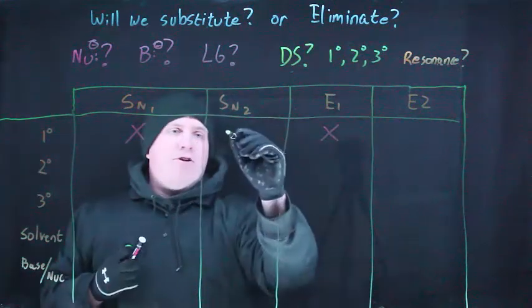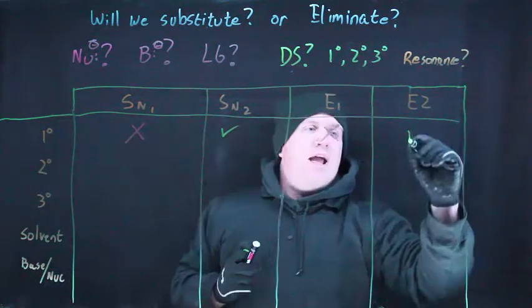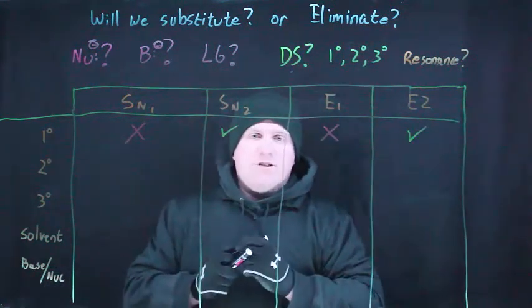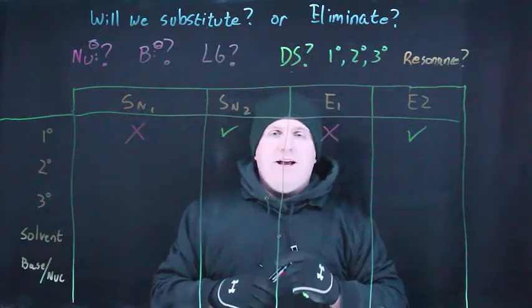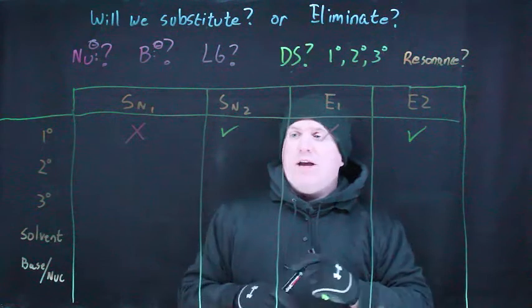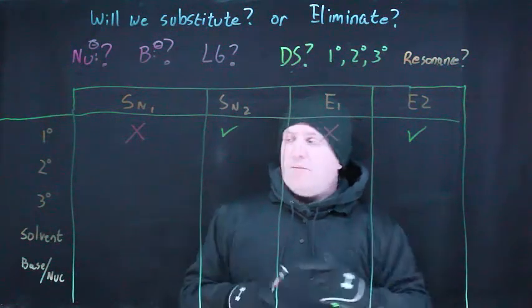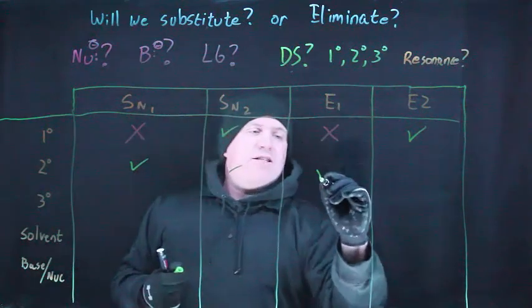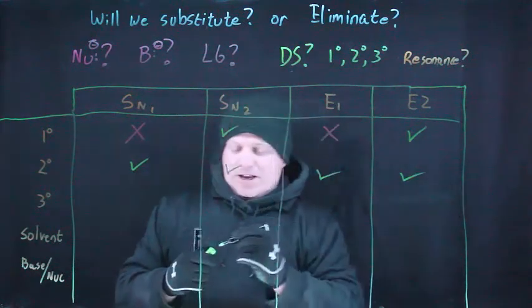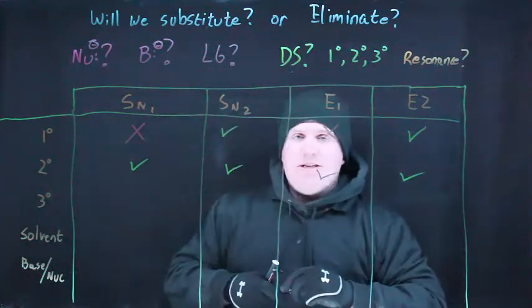You can, however, run SN2 reactions and E2 reactions as long as you have a primary and a decent leaving group. Notice, of course, that I'm using red X's for this doesn't go and green check marks for yeah, you need to think about it. So with a secondary system, unfortunately, that's where things are complicated because everything is on the table.